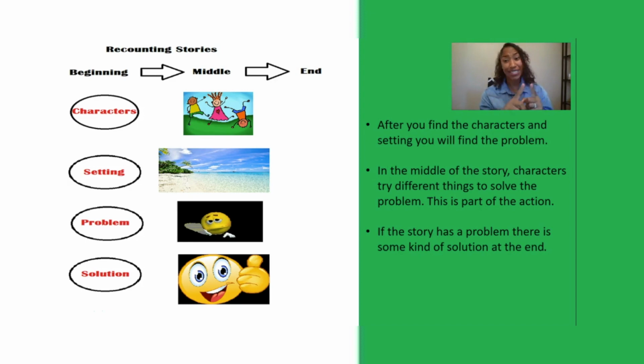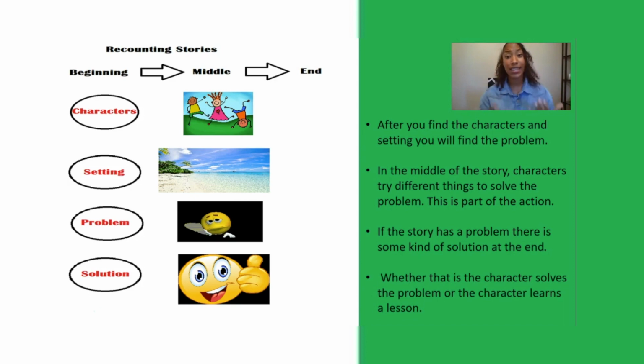If the story has a problem, then there is some kind of solution, which brings us to the end of our story. That's where you'll find the solution, how the character solves the problem. This can be if the character solves the problem, but it can also be that the character learns a lesson. Sometimes the solution is not something that we always expect. So think about if you're reading your story and you don't see the solution, think about what the character learns as a lesson from the story.